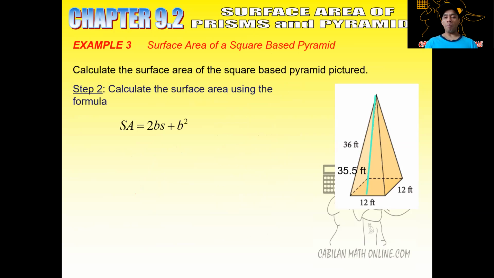So remember our bases here are the two 12s. They're both the same. And what we have here for the s now is the measure of that blue line that you see on the screen there. So that's going to be 35.5. And when you put the numbers into the calculator, don't forget that that second set of 12s on the right side there needs to be squared. We should get a measurement there of 996 square feet.